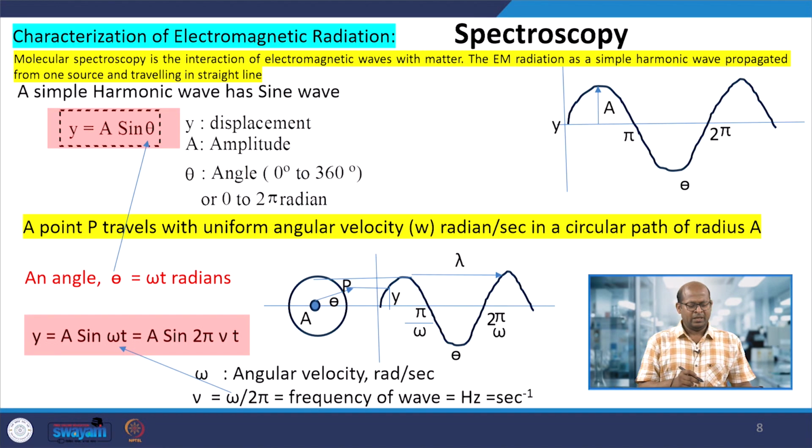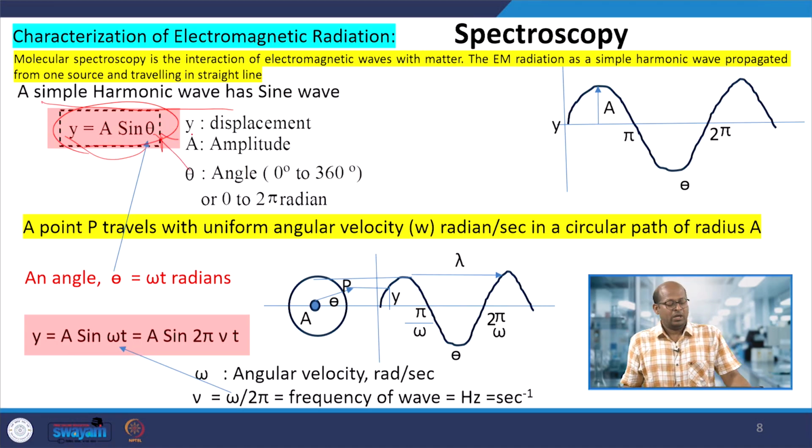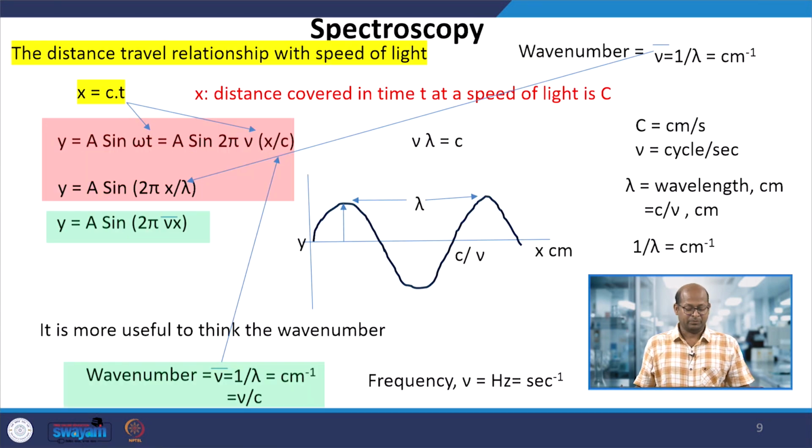Also there is a characterization of the electromagnetic radiation. In terms of simple harmonic waves or sine waves, we can express y equal to a sin theta. I am not going to discuss the details. Electromagnetic radiation is a simple harmonic wave propagated from one source and traveling in a straight line. In terms of the angle theta the sine wave is expressed, and that can also be expressed in terms of wave number.